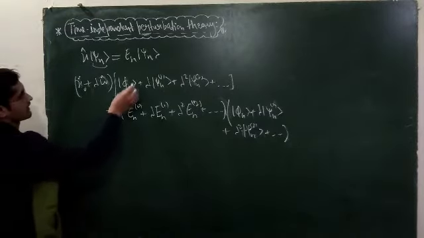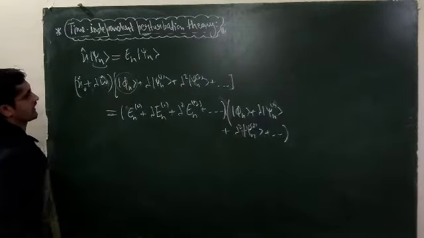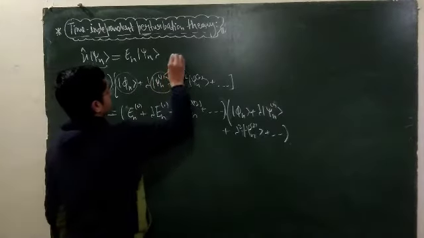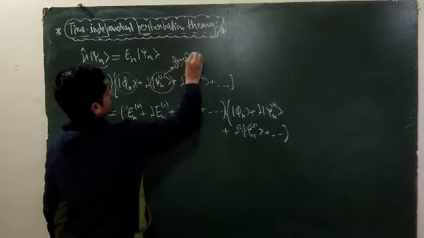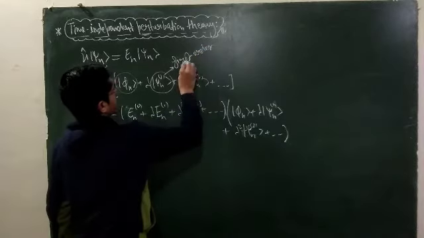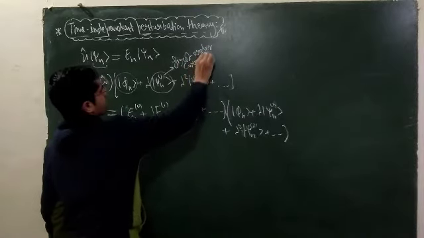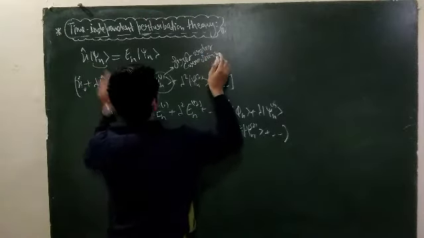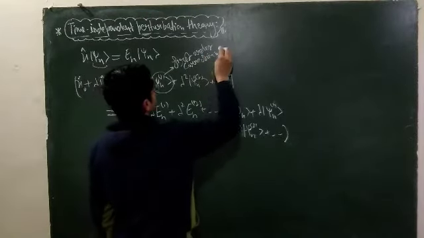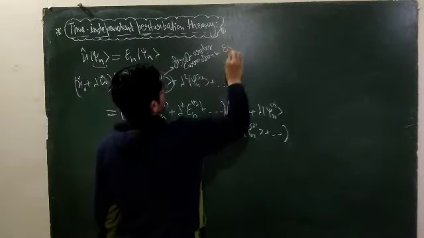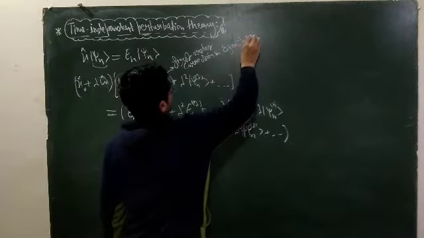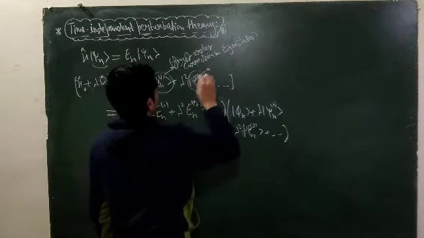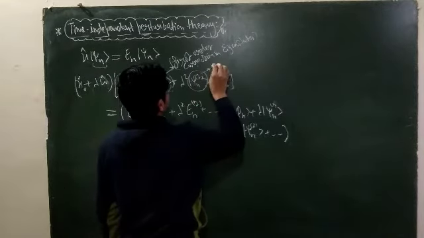Now let me tell you that this is the unperturbed eigenstate. This is the first order correction in the eigenstates of the system we are considering, and this term is the second order correction.